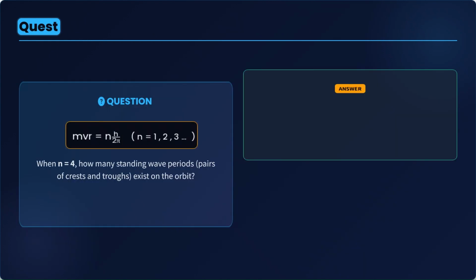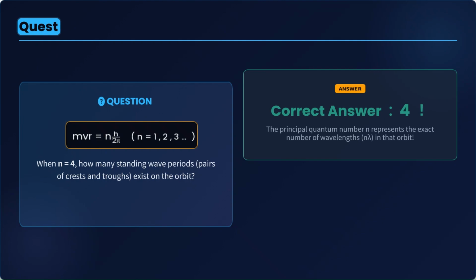Let us get your brain engines running. Here is the question. For an electron in the n equals 4 orbit, the third excited state, of a hydrogen atom, how many complete standing wave patterns, made of crests and troughs, are formed along its circular orbit? You have 3 seconds. 3, 2, 1. Time is up! The answer is 4.